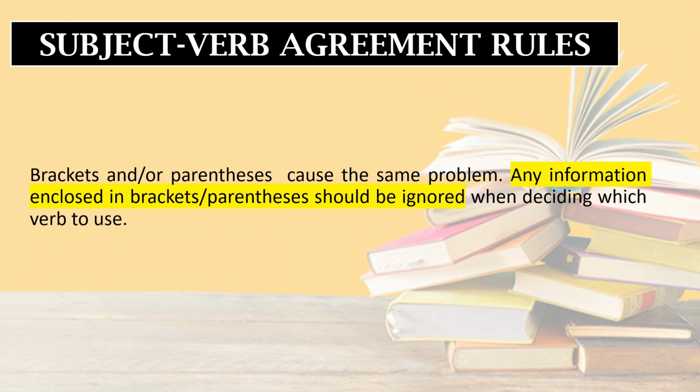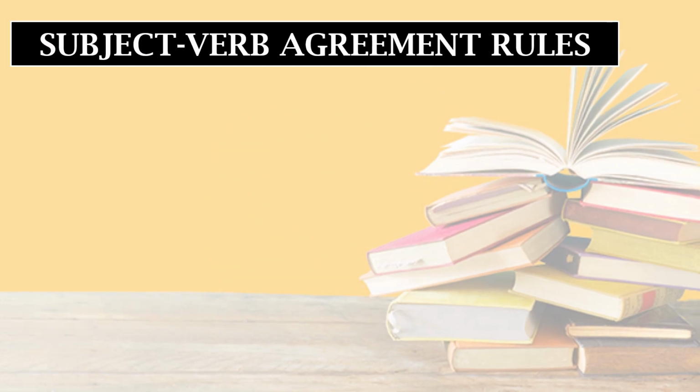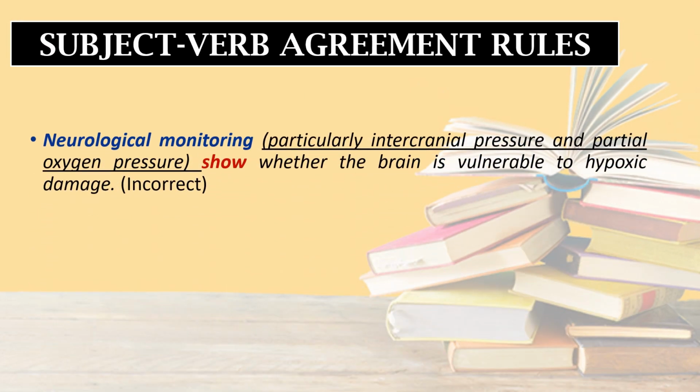The rule says that brackets and/or parentheses cause the same problem. Any information enclosed in brackets or parentheses should be ignored when deciding which verb to use. For example, neurological monitoring, particularly intracranial pressure and partial oxygen pressure, show whether the brain is vulnerable to hypoxic damage. This is an incorrect sentence. What do you think is the subject in this sentence?